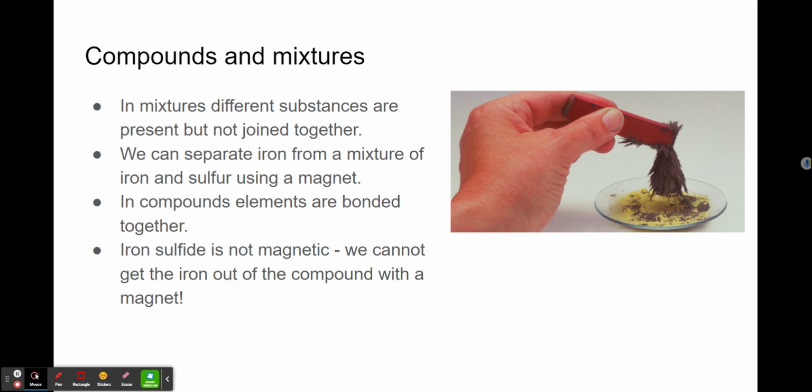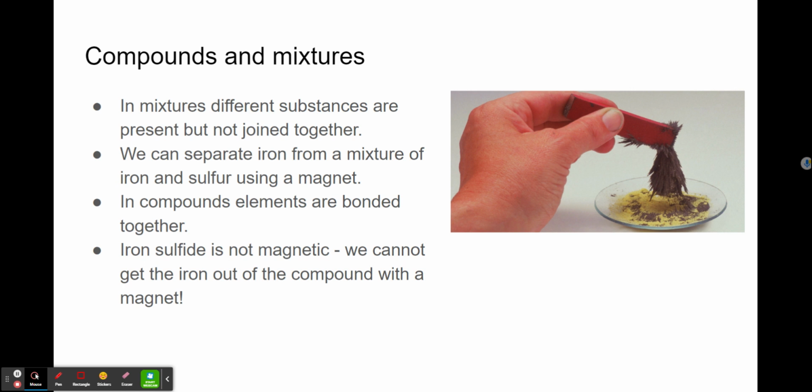We need to think about compounds and mixtures. If we've got a mixture, then we've got substances which are present together. Different substances present but not joined together. We've got a picture on the screen here showing a mixture of iron and sulfur. If we've got iron and sulfur but we haven't heated them up, then we can actually separate the iron from the sulfur using a magnet, because iron is magnetic. So we could take that out of there.